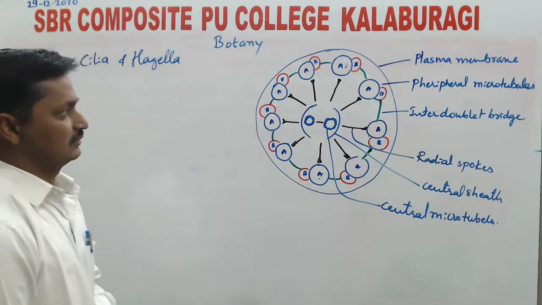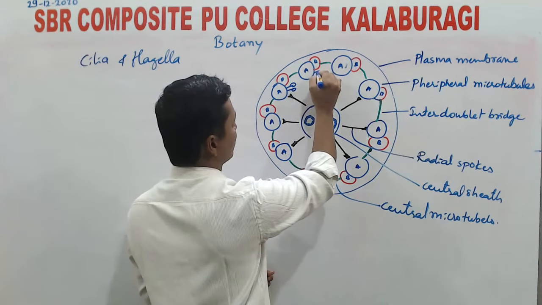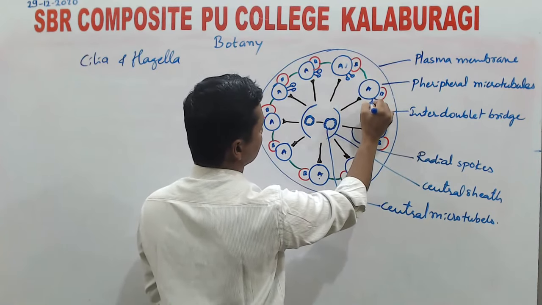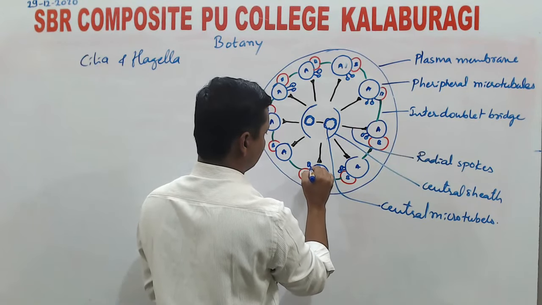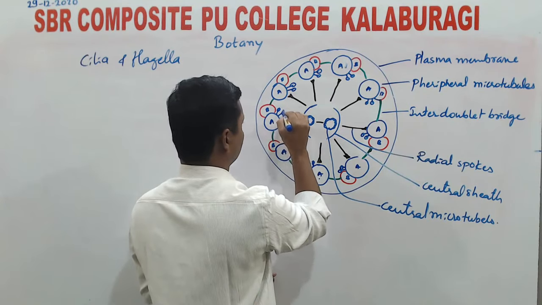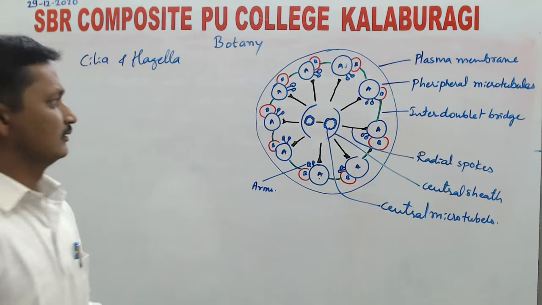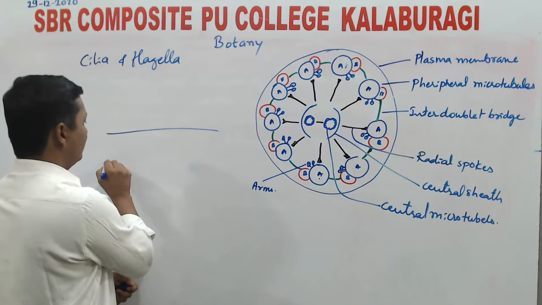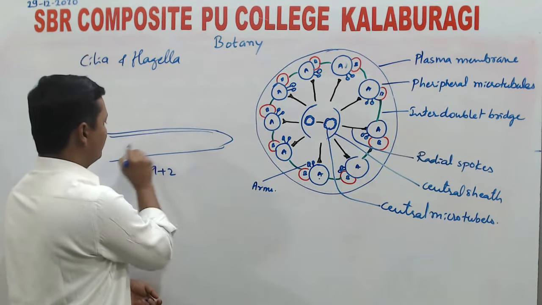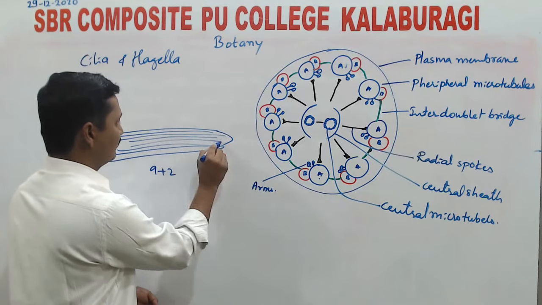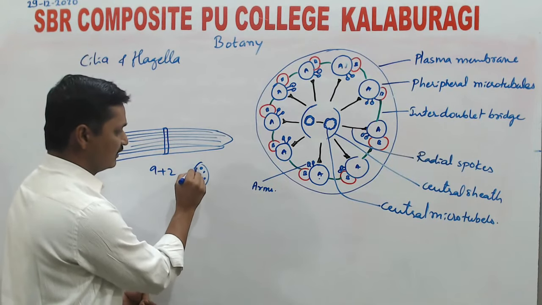Central microtubules. And here and there we find arms, 2 to 3 arms arising from tubule A, the big arms. See here, each ciliary flagellum is elongated and is made up of 9 plus 2, meaning totally 11 microtubules. All the microtubules run parallel and are arranged evenly in a 9 plus 2 array. In a transverse section of one cilium or flagellum, we find all these microtubules arranged in the 9 plus 2 array.